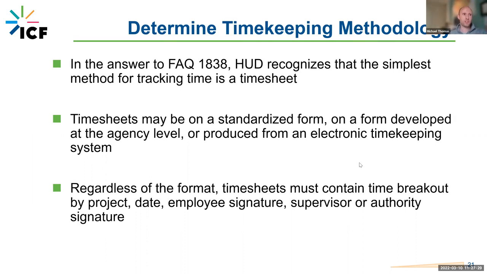Regardless of the format, timesheets must contain a breakout by project. They must contain a date, so the dates of the work, and a date of approval. It must have an employee signature. If it's an electronic system, that signature might not be an ink signature. It could be an electronic stamp of some sort, but it must have an employee verification. And then it must have a signature or verification from a supervisor or another authority figure who is basically signing off saying, I agree with what the employee has signed off on here.